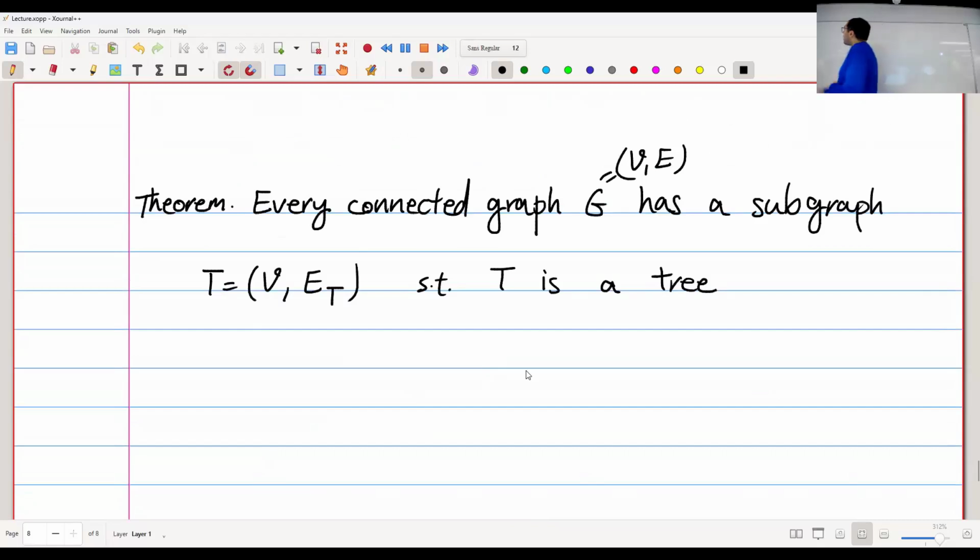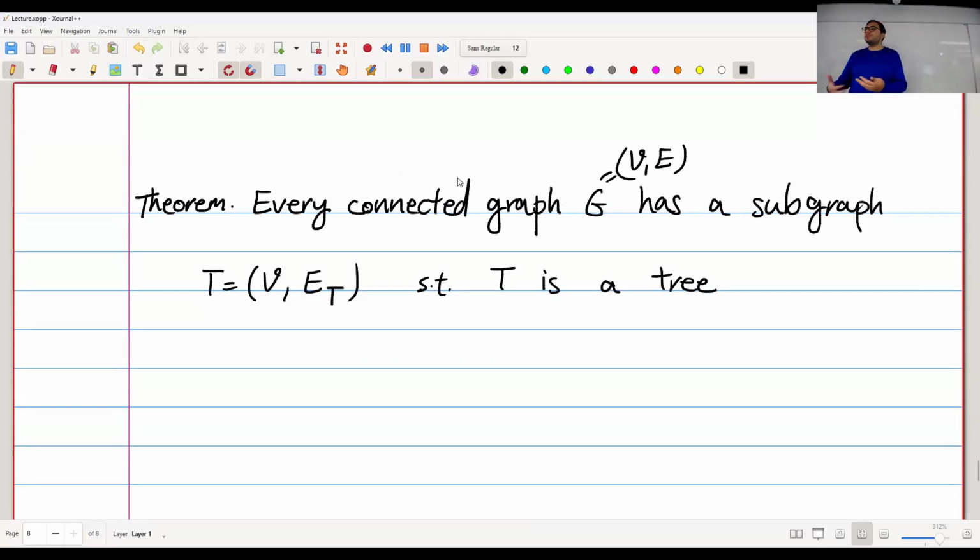Okay. So I have this graph G. I first check which edges are cuts. If all the edges are cuts, then G is already a tree. So I would just say T is the same as G. Otherwise, I have at least one edge that is not a cut. I remove that edge. And by definition, since it's not a cut, my graph remains connected, right? So now I have a smaller graph that satisfies the conditions of the theorem.